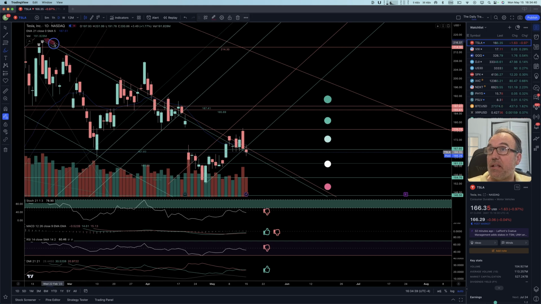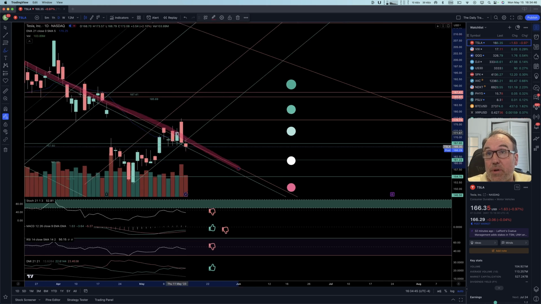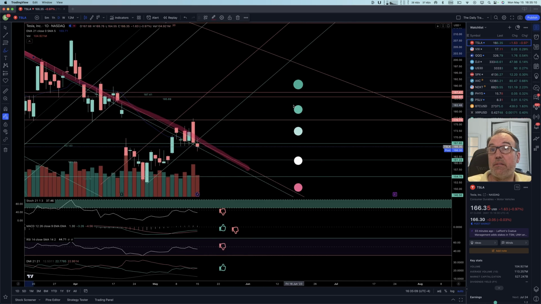So we are still inside our downward channel. We cannot break outside of it. We broke here on May 11th outside of it. But we did not have stochastic over 60 to confirm that this was a valid break. So this was not a valid break. So guess what? The next day, we came down back into our downward channel. So this is the downward channel. It's there and it's still there.